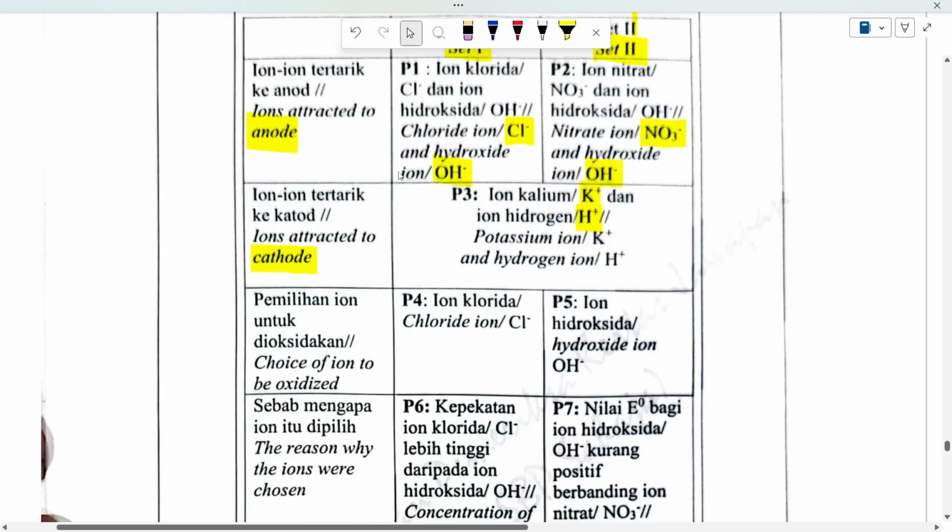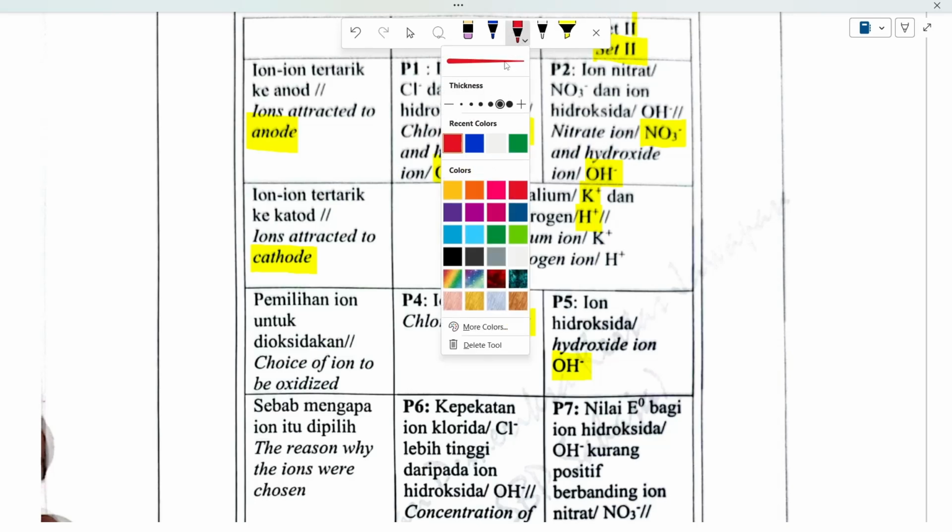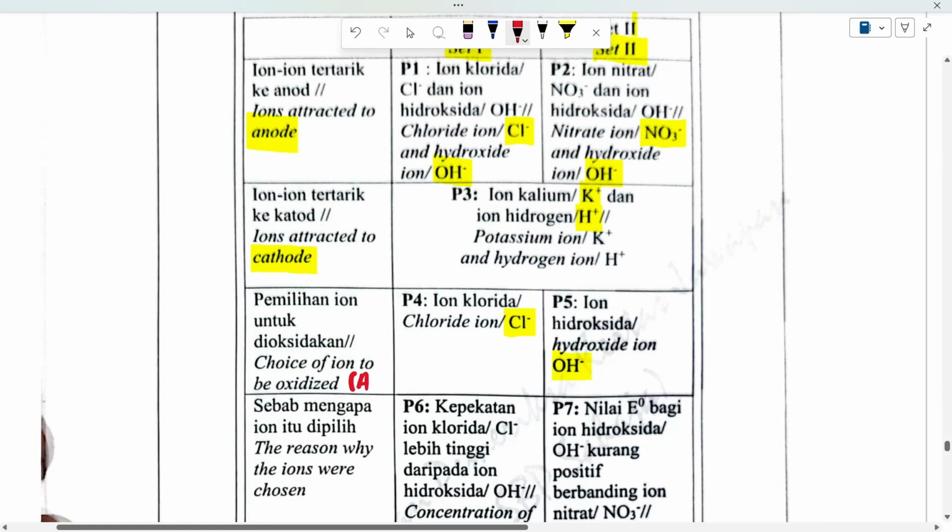Now, choice of ions to be discharged. So here for set 1, it will be chloride. But for set 2 it will be hydroxide. Meaning that oxidation occurs at the anode here. Now you need to give the reason, right?